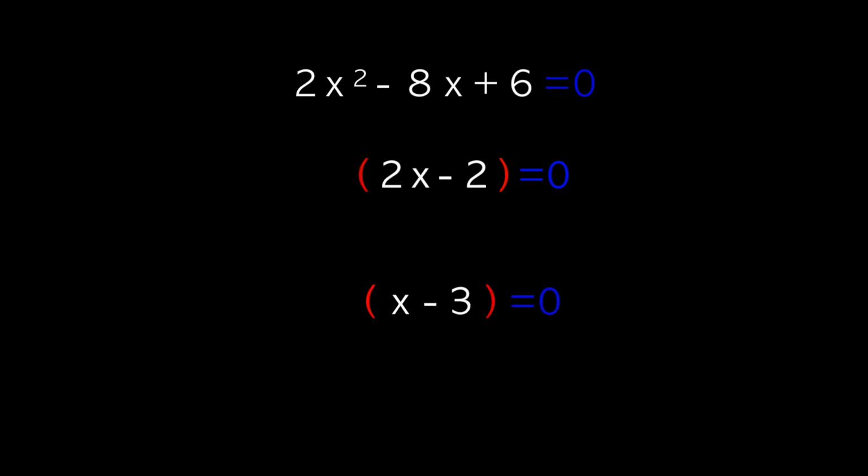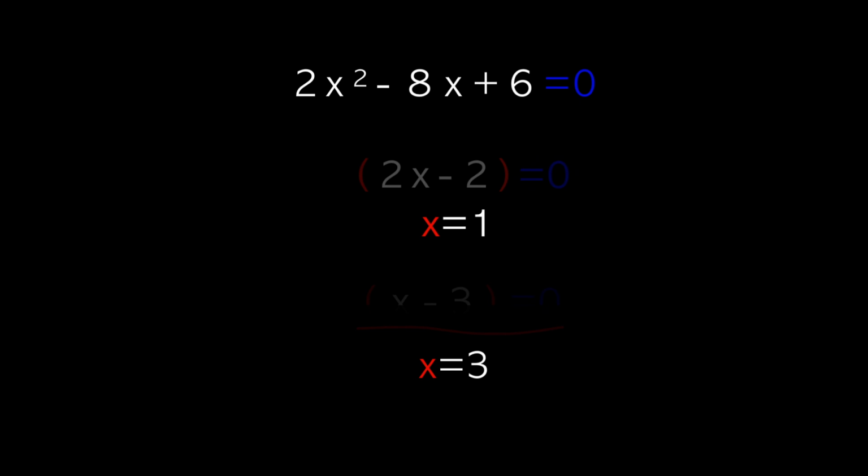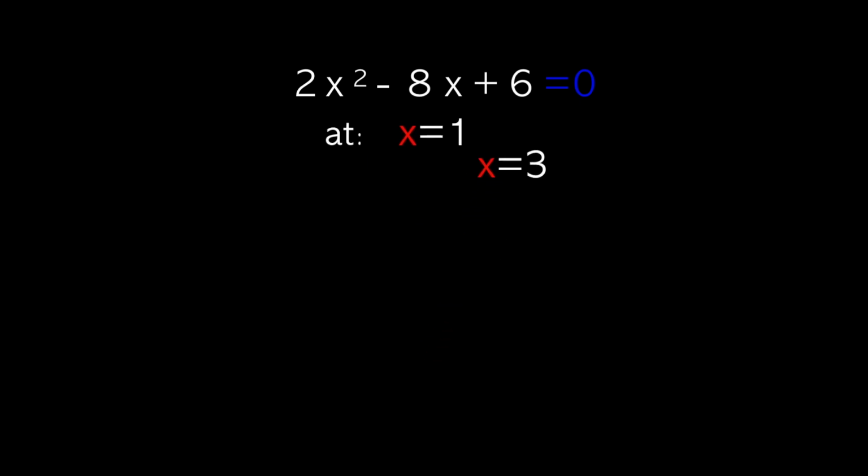Now we solve. 2x minus 2 is equal to 0, add 2 on both sides, and then divide by 2 on both sides, which gives us x is equal to 1. And for x minus 3 is equal to 0, we add 3 on both sides, leaving us with x is equal to 3. So this problem has two answers, 1 and 3.